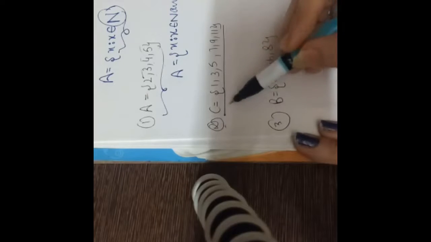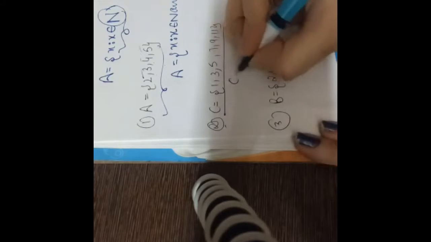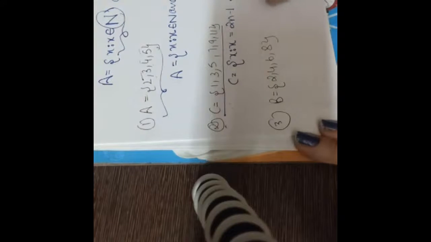Now in the second one, C is 1, 3, 5, 7, 9 and 11, right? So the C set can be represented as x such that x is equal to 2n minus 1. Now if you see the order, it is 2n minus 1, and you can write that n belongs to natural numbers and n is less than or equal to 6, right? Now let's move on to the third example.